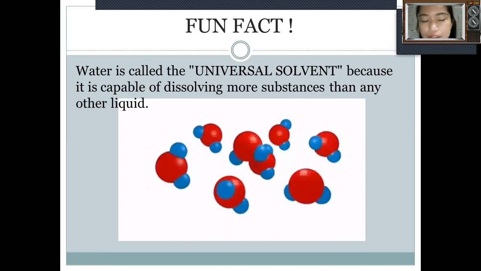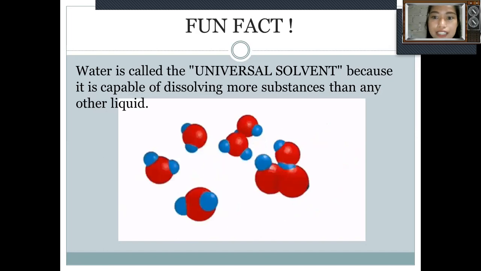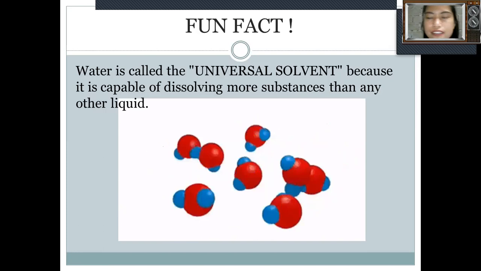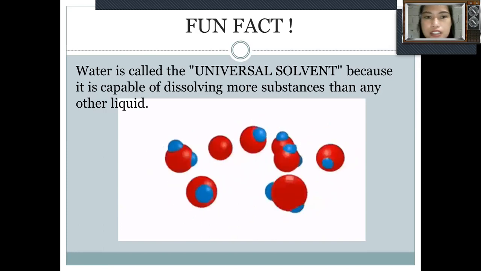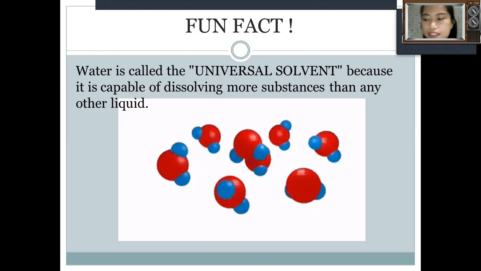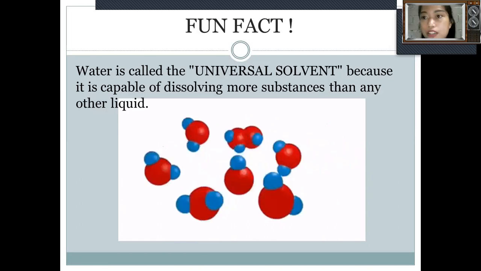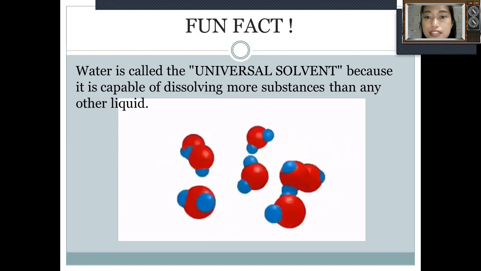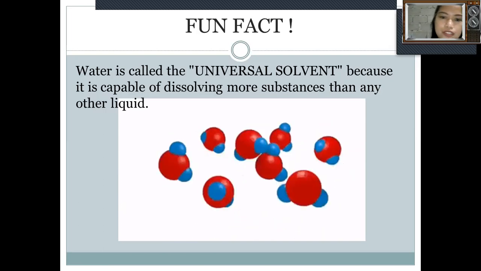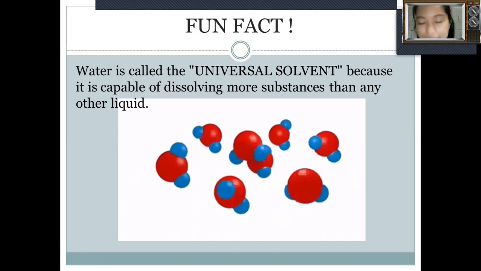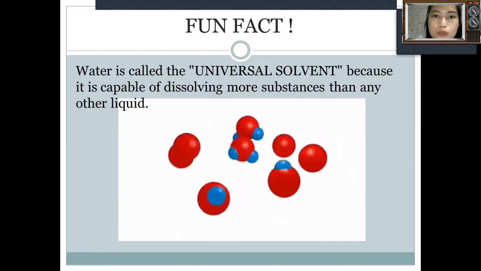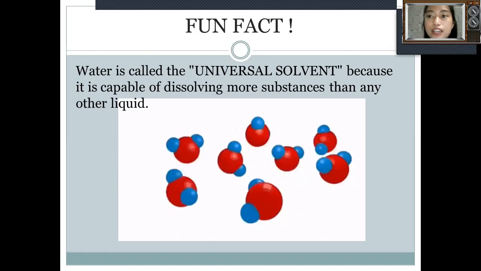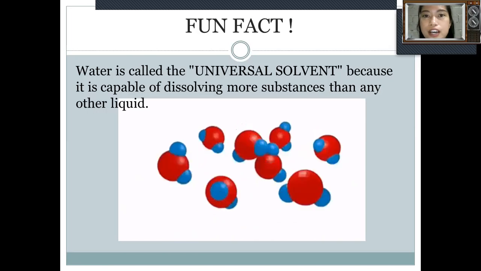For example, the sodium chloride or the salt. The water is attracted to the sodium chloride and it disrupts or dissolves that substance. So they become one in the end. That is why water is considered the universal solvent. Marami siyang pwedeng i-dissolve.